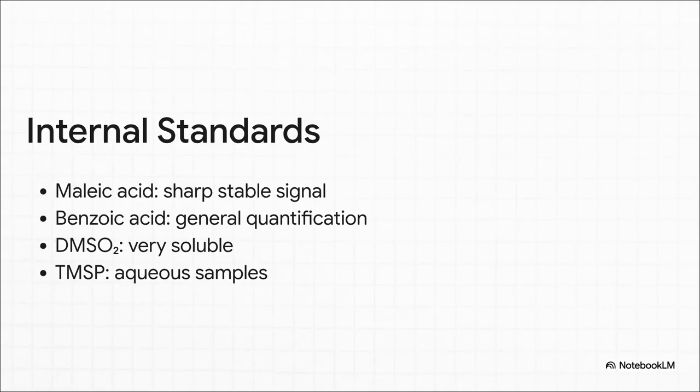accuracy. And since we aren't using a calibration curve, you absolutely must add a certified internal standard with a known purity and mass to act as your reliable reference peak. Depending on your specific sample, you've got a few go-to options here. Need something with a sharp signal that's super stable? Grab malic acid. Doing some general quantification? Benzoic acid works great. If you need a standard that is very soluble, DMSO2 is fantastic. And if you're dealing with aqueous samples, TMSP is going to be your best friend.